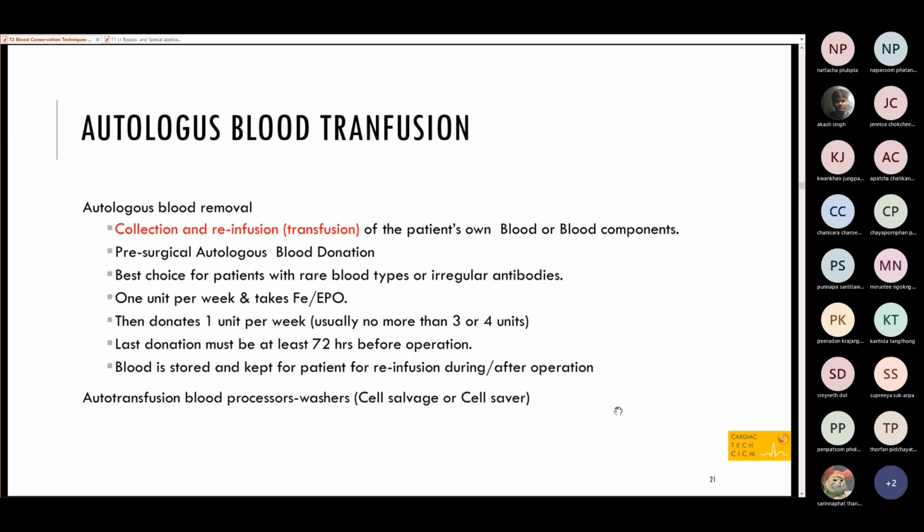However, there are some limitations because we have only a limited volume in our body, right? So some people can just let out 1 or 2 units of blood. That's not enough for some complex operations.